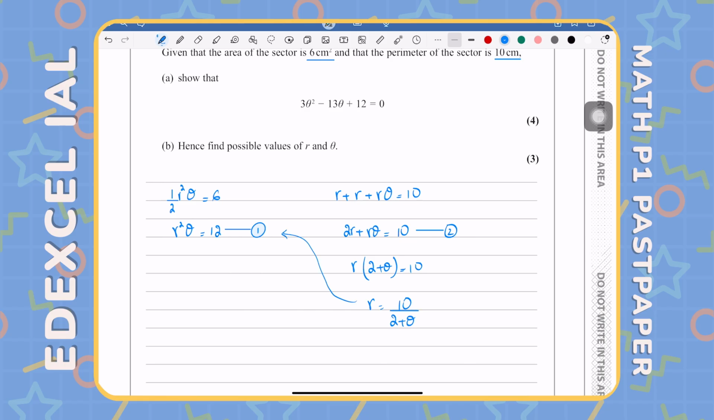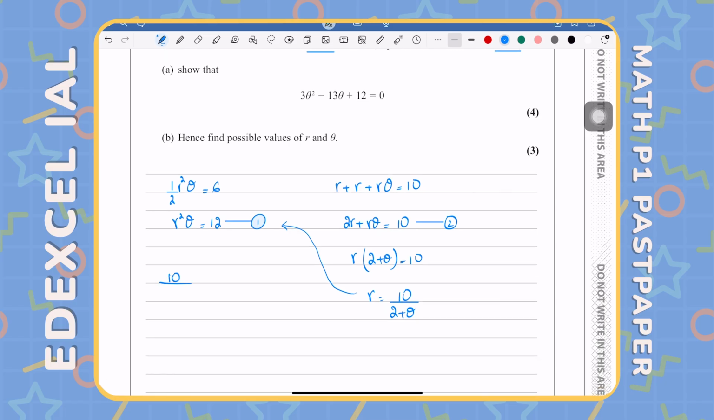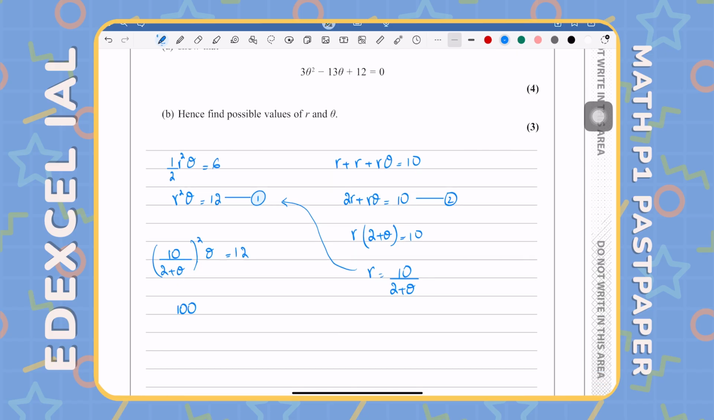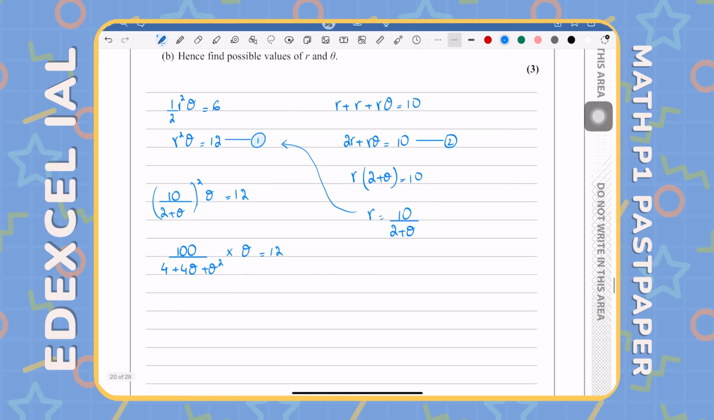Now I'm going to substitute this into the first equation. So that means 10 upon 2 plus theta, don't forget the whole thing square, and also don't forget to multiply it by theta, is equal to 12. Now 10 square is going to be 100. As far as 2 plus theta, the whole thing square is concerned, we have to use the identity. So that's going to be 4 plus 4 theta plus theta squared, with the theta from before, is equal to 12. So now we're looking at 100 theta is equal to, let's cross multiply, 4 times 12, that's 48, plus 4 times 12 again, that's 48, but this time with theta, plus 12 theta square.